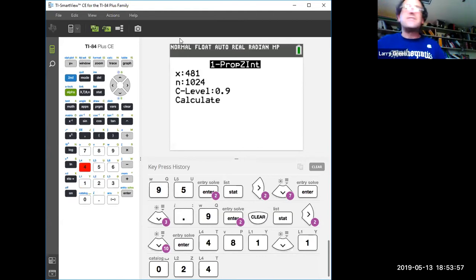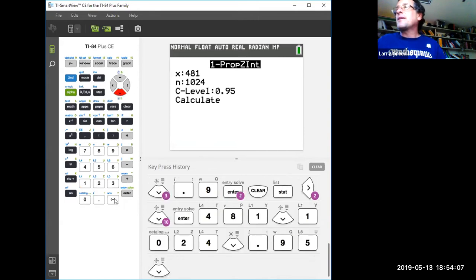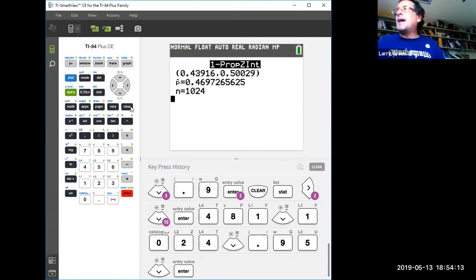That's just weird trivia. Confidence level. Let's go with 0.95 because that's what they said. They want to do a 95% confidence interval. And let's calculate. All right, so what we got is 0.43916 and 0.50029.